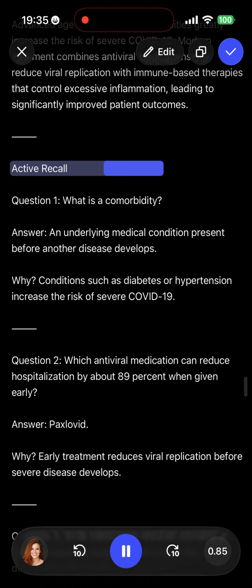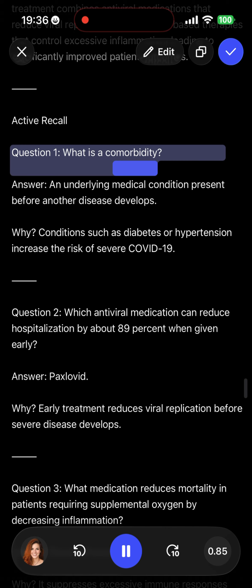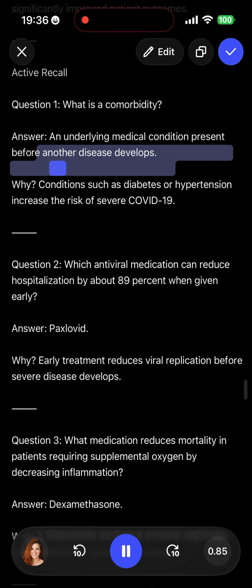Active recall. Question 1. What is a comorbidity? Answer: an underlying medical condition present before another disease develops. Why? Conditions such as diabetes or hypertension increase the risk of severe COVID-19.